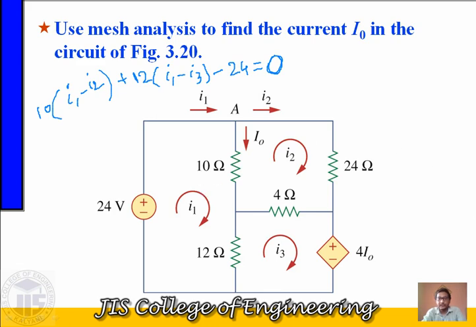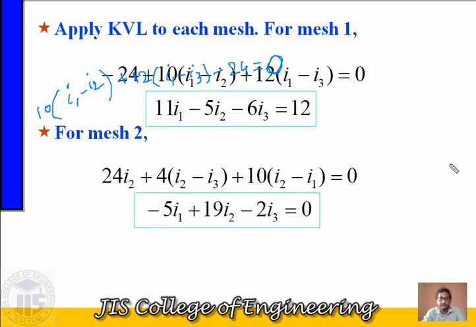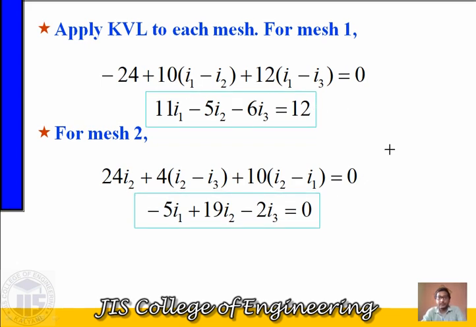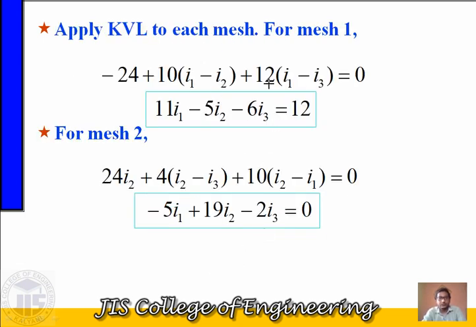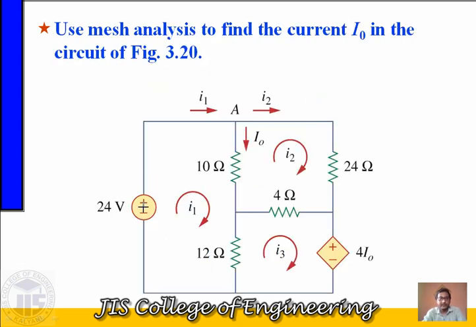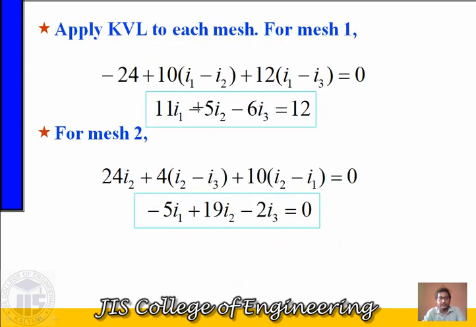Let's see this. If I clear this, you will see it is simply over there: 10 (I1 minus I2), then plus 12 (I1 minus I3), then minus 24, is equal to 0. So this is our first equation.